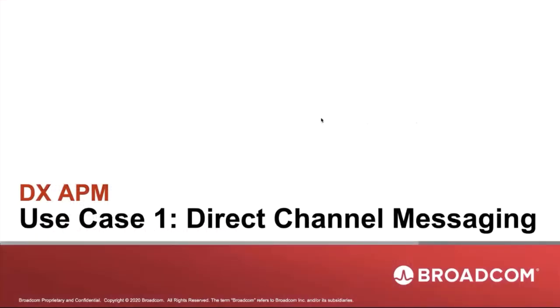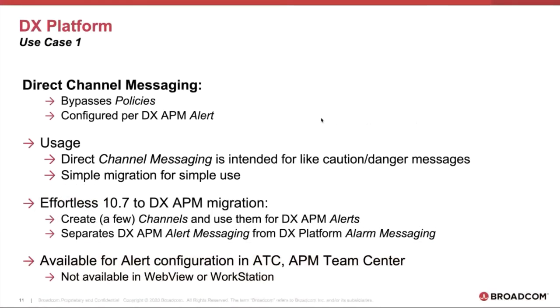Okay, so the first use case, direct channel messaging. As said, direct channel messaging bypasses policies to enable simple use and simplify migration from previous versions of APM to DX APM. It can only be used for caution and danger messages, meaning that you simply want to send the same message and not differentiate between caution and danger.